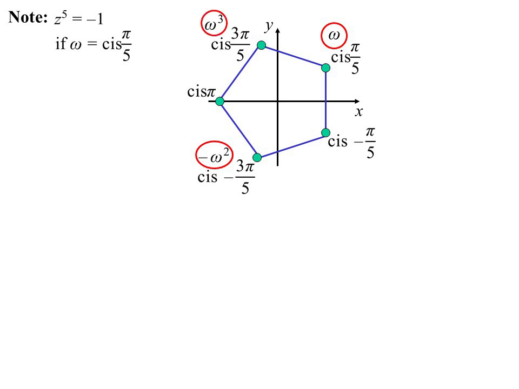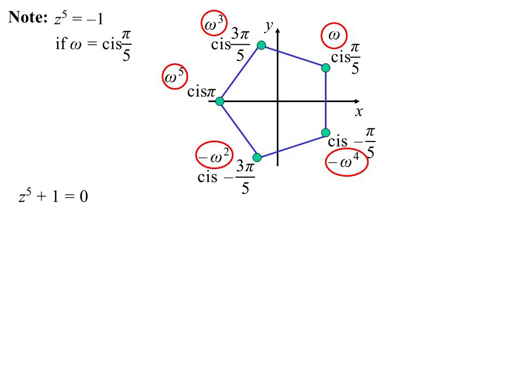Omega cubed, well that'll be over at 3 pi on 5. But then minus omega to the power of 4 will be over here. But again, look at the conjugates. The powers 2 and 3 add up to 5. 1 and 4 add up to 5. That pattern's still there. Oh, and of course omega to the power of 5 is sitting over there at negative 1.